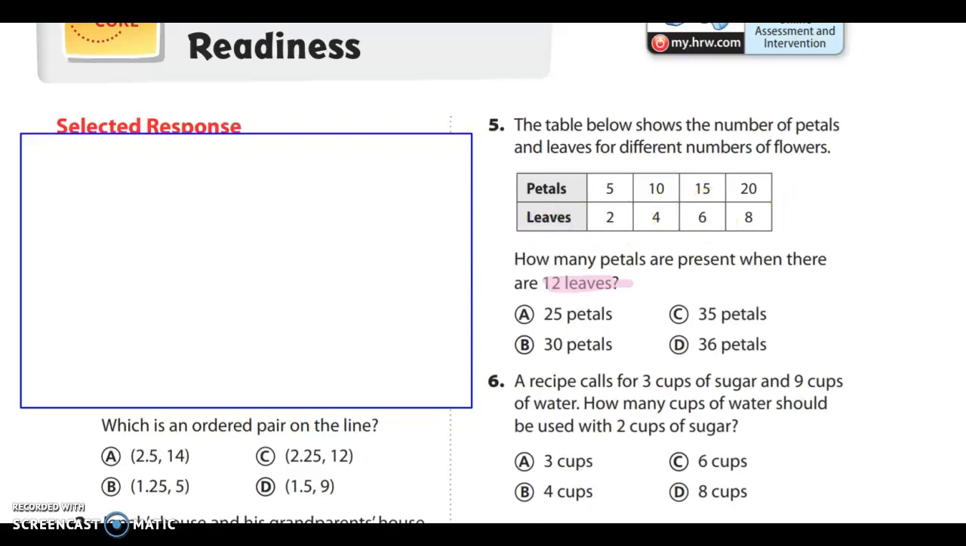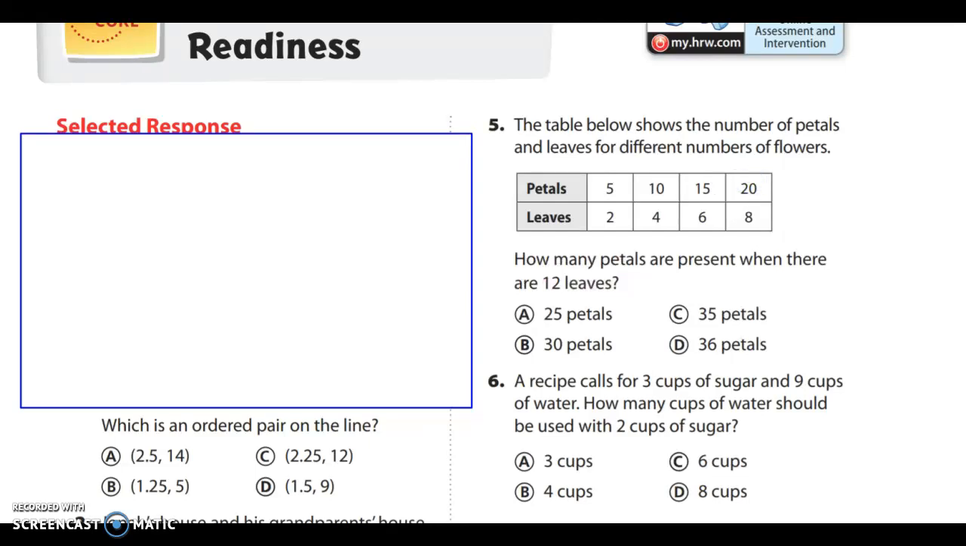I think the easiest way to check this out, I mean, you could extend the table, but I think the easiest way to do this would be to say, I noticed that if I took 6 leaves and multiplied it by 2, what would I get? I'd get 12, which is what we're looking for. And what you need to recognize is that whenever you multiply one term, you need to multiply the other term by the same number. So if you're going to multiply 6 by 2, you're going to multiply 15 by 2.